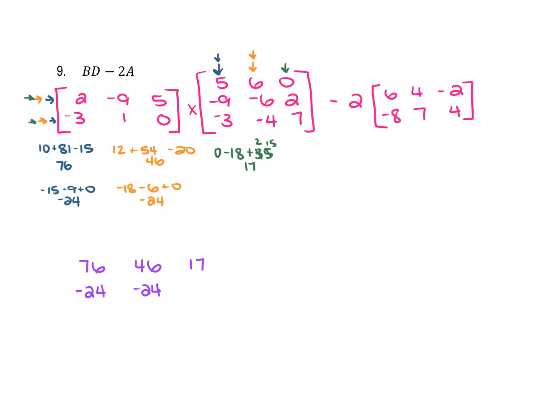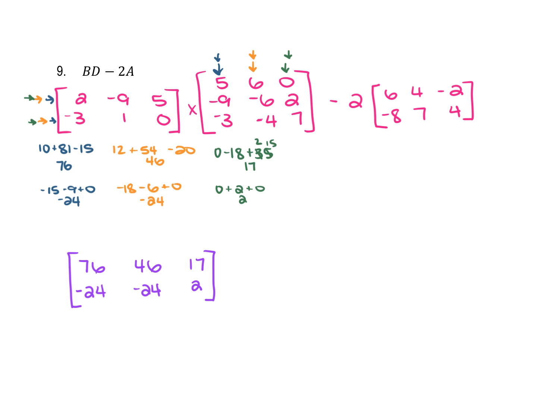Lastly, bottom row, last column. Negative 3 times 0 is 0. 1 times 2 is 2. And 0 times 7 is 0. So that just leaves you with 2. So this is just the matrix you get when you multiplied B times D.